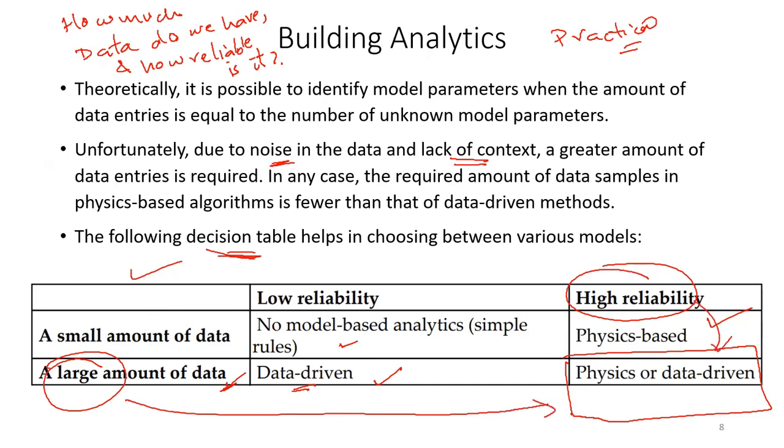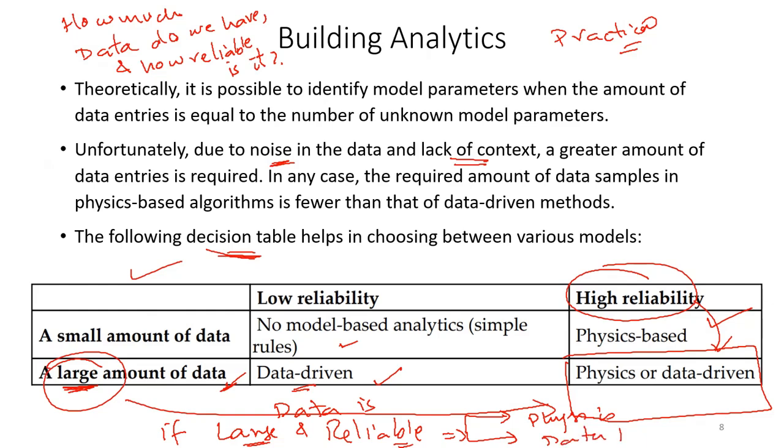So if the data is both large and reliable, you can choose to use either a physics-based model or a data driven technique. This decision framework is important to keep in mind when planning the analytics of industrial systems, and we know what the result of our system is.